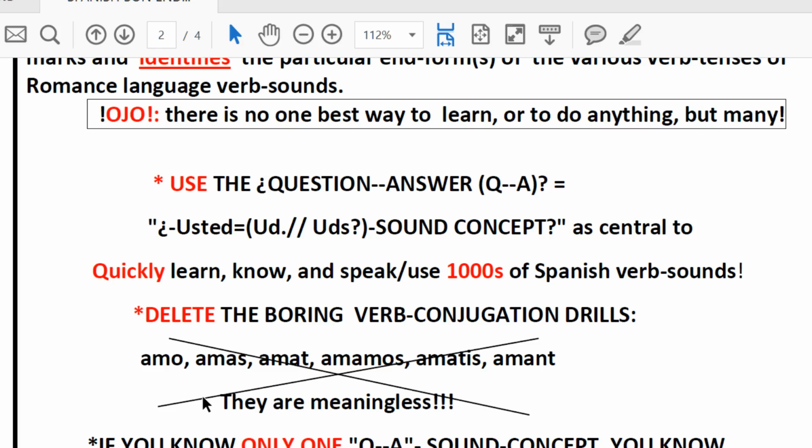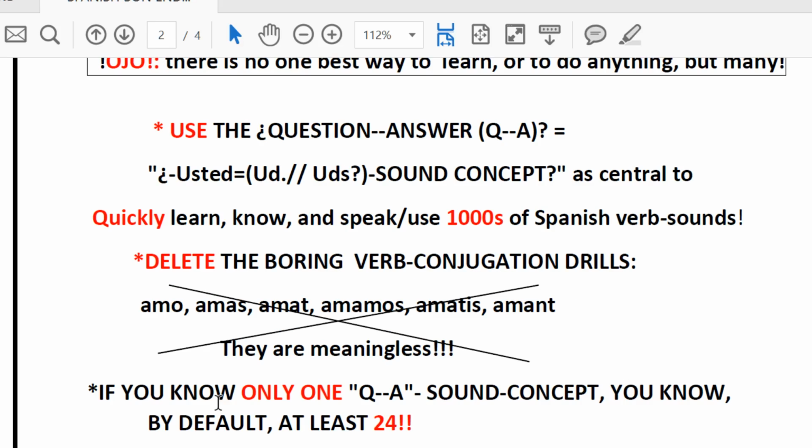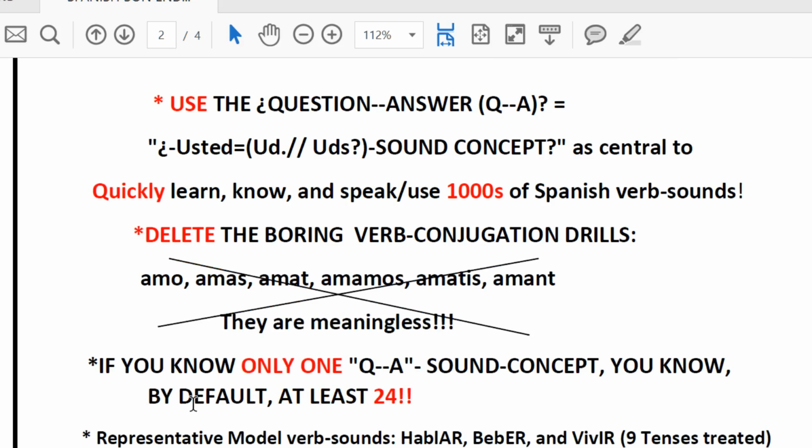If you know only one question answer concept, which I present here or later on, you know by default at least 24 verb forms. But verb forms by themselves don't mean anything, so I put everything into a sentence. I will explain this later. I also treat the three representative model verb sounds, hablar, beber, and vivir.